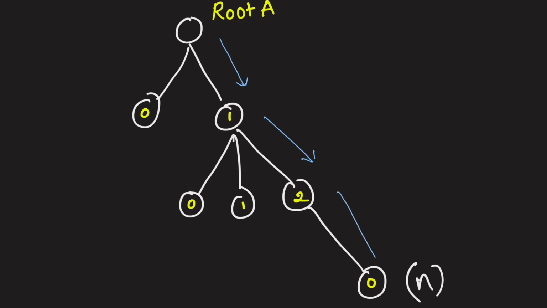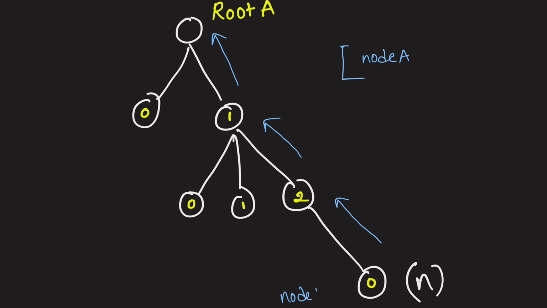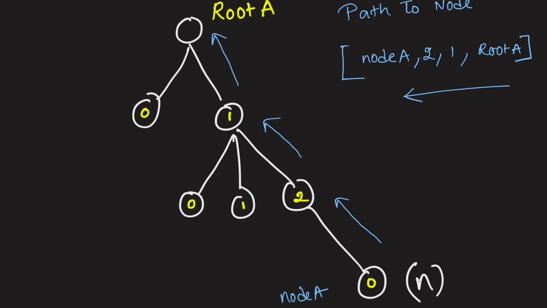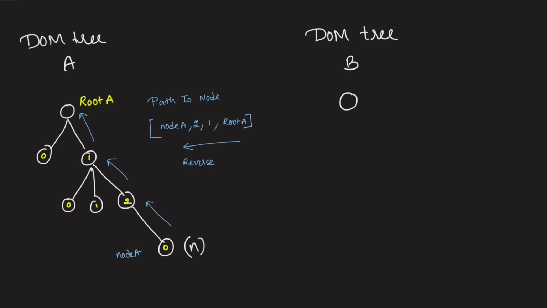If we traverse from root A to the node, we will end up in this path. But we're actually interested in the reverse path because we can only find out the root starting from the child. So the path will be node A, if we call this node A, comma 2, comma 1, comma root A. This is the path from the node to the root. But we are actually interested in the reverse of this because we need to find from parent to the child.